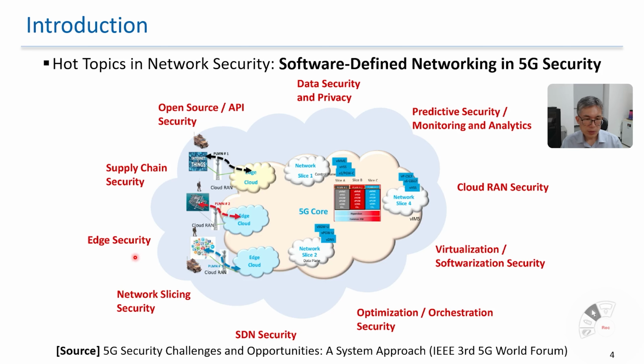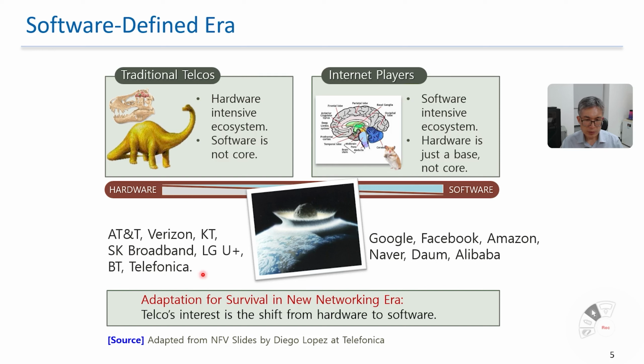So there is an important change, a revolution. Traditional telcos include AT&T and Verizon, in Korea KT, SK Broadband, and LG U+, and British Telecom and Telefonica in Spain. They were usually based on hardware, but nowadays they are migrating from a hardware-centric system to a software-intensive system.